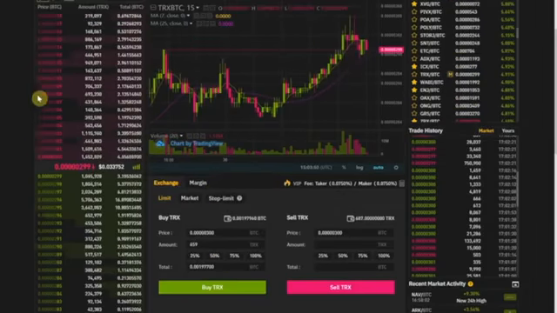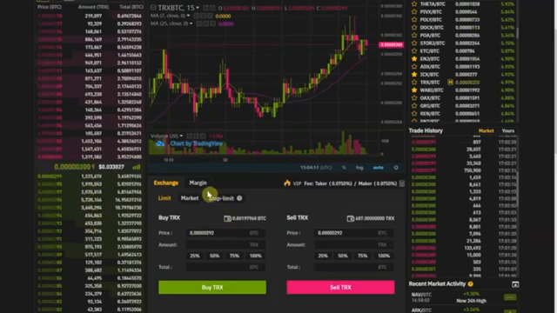Cool thing about this, the order book: you see all these orders before, so 4 BTC worth of TRX. So if you place an order to buy here at 292, you will have to wait for all these guys to have their orders cleared. So it may take a while, okay?